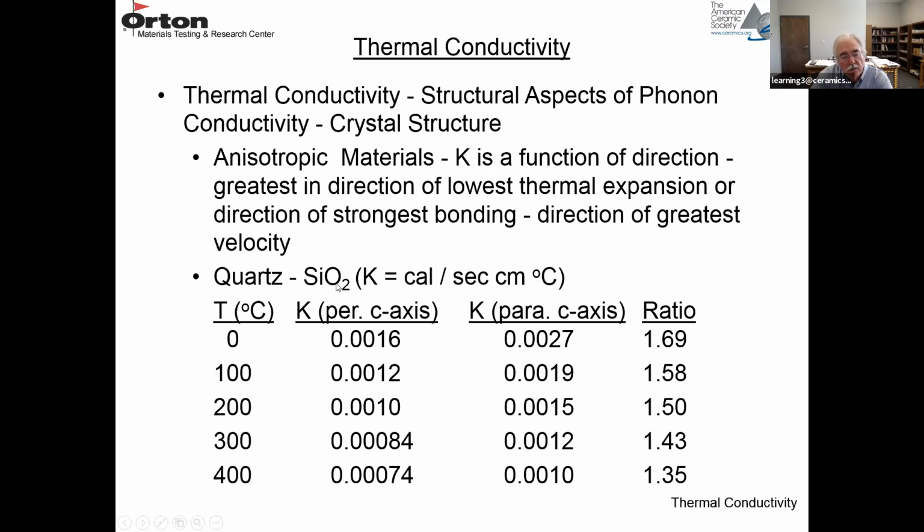So here's an example of quartz, SiO2. Conductivity in these units, calories per second centimeter degree C, measured at these 5 different temperatures, K perpendicular to the C-axis and K parallel to the C-axis. It's a hexagonal material. You can see that the ratio is much different than 1. So depending on the direction in that crystal, it has different thermal conductivity.